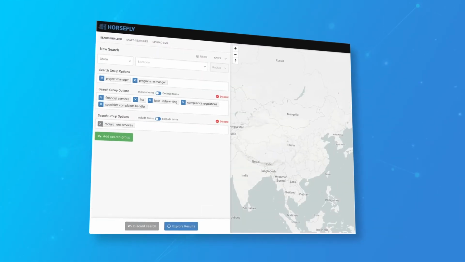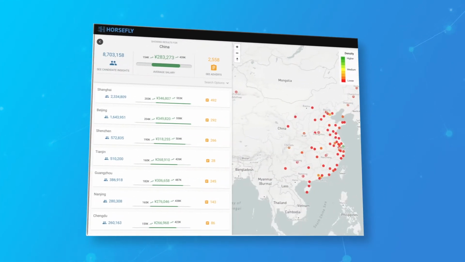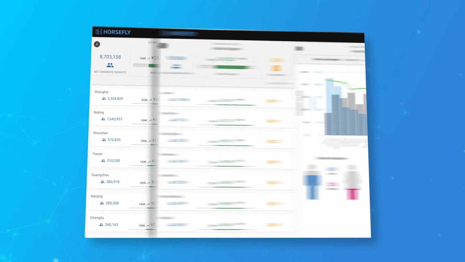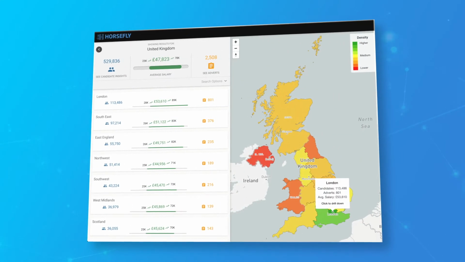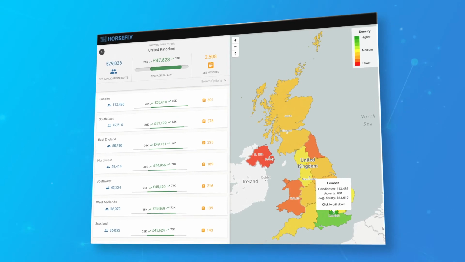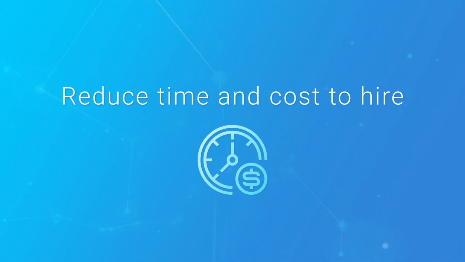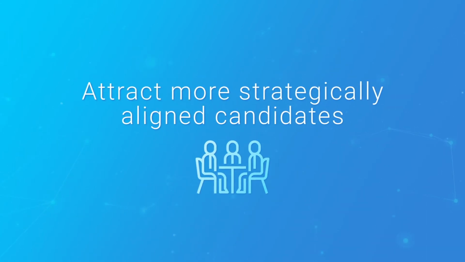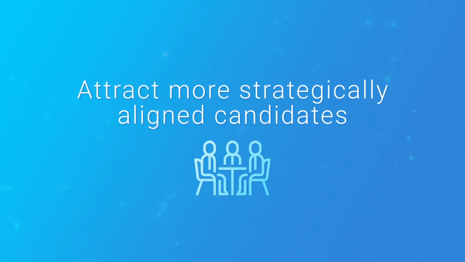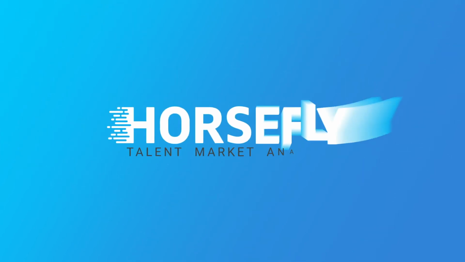We also offer the most granular taxonomies for skills, job titles, and locations, enabling real-life representations and actionable insights against your target talent markets. So reduce time and cost to hire, improve workforce planning, and attract more strategically aligned candidates to your organization, all with Horsefly Analytics.